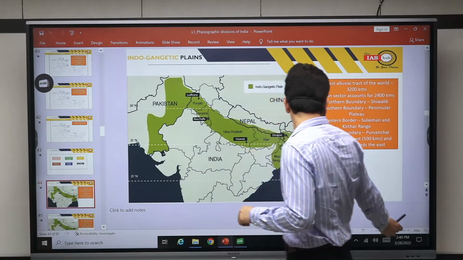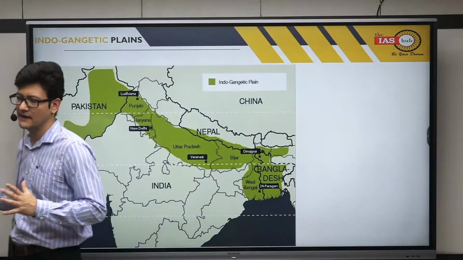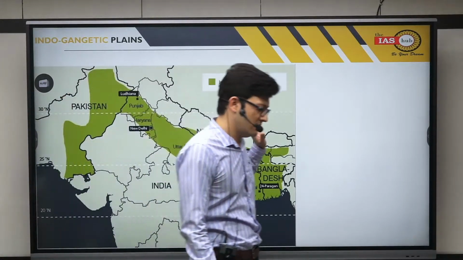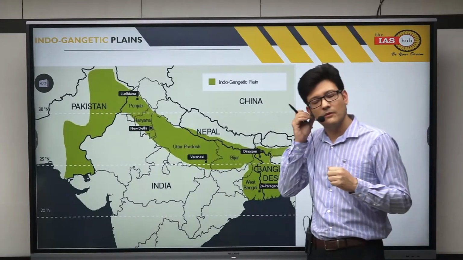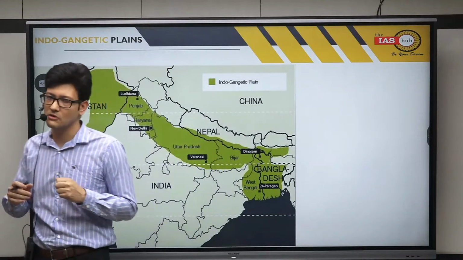Now we'll discuss the extension of these northern plains. The northern plains extend, if you take it from the east to western side, from the Sindh plains. The western side of the Sindh plains consists of the Kirthar range and the Suleiman range.